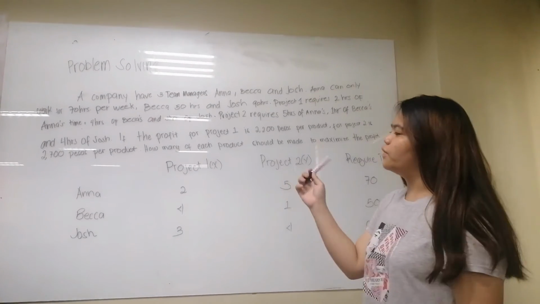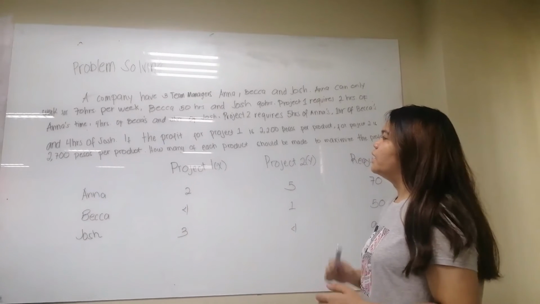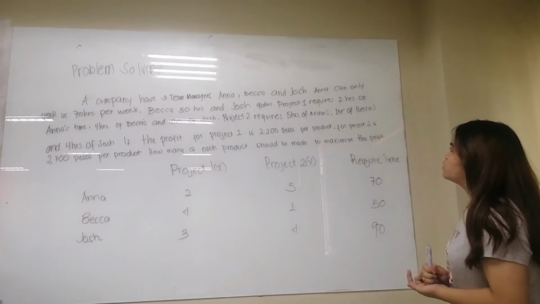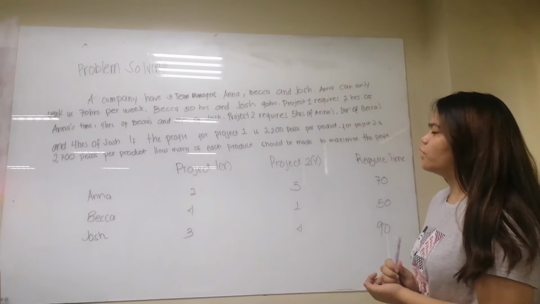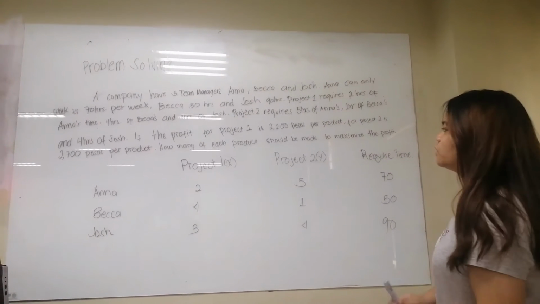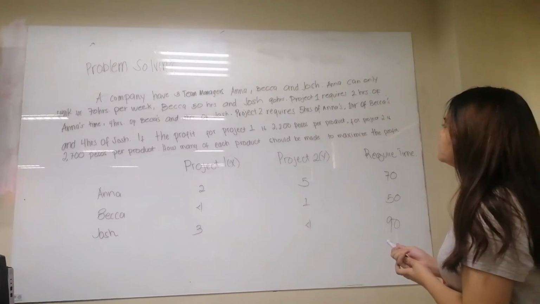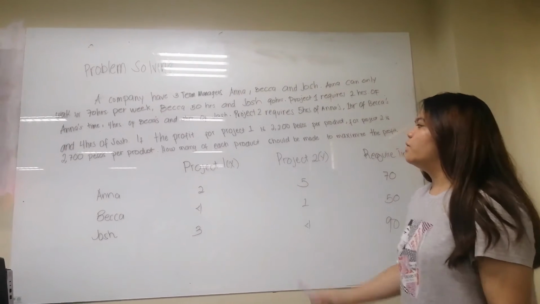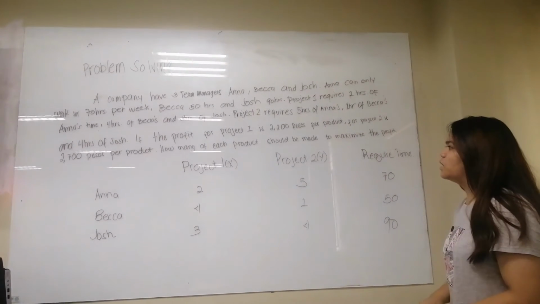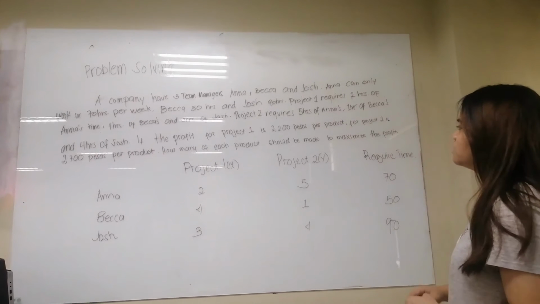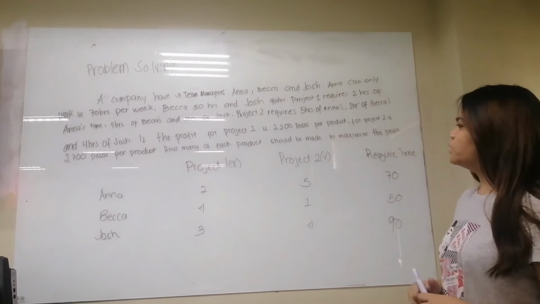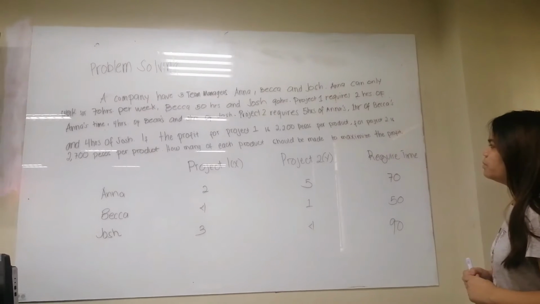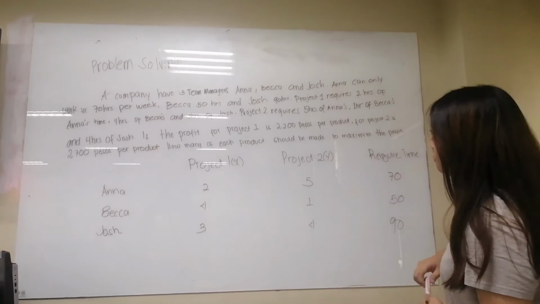Anna can only work for 70 hours per week. Becca is 50 hours and Josh is 90 hours. Project 1 requires 2 hours of Anna's time, 4 hours of Becca's, and 3 hours of Josh. Project 2 requires 5 hours of Anna's, 1 hour of Becca's, and 4 hours of Josh. If the profit for Project 1 is 2,200 pesos per product and for Project 2 is 2,700 per product, how many of each product should be made to maximize the profit?